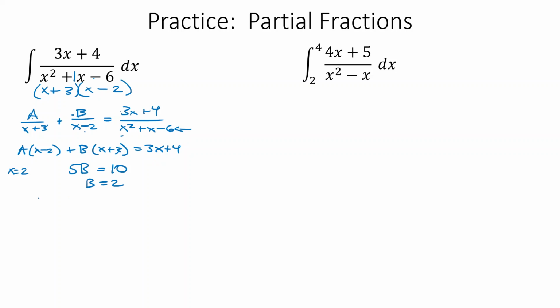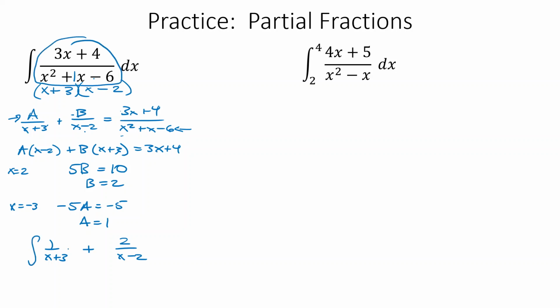If we plug in x equals negative 3, because that'll cancel out the b term, we'll get negative 5a. 3 times negative 3 is negative 9. Negative 9 plus 4 is negative 5. So we divide both sides, and we get a equals 1. So we plug back in: we get 1 over x plus 3, and then b is 2 over x minus 2. So that's what this whole thing is equal to.